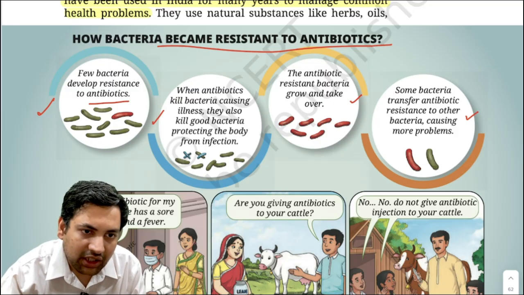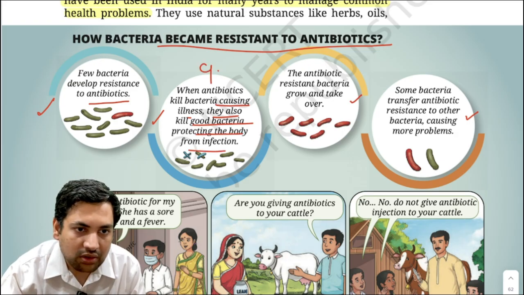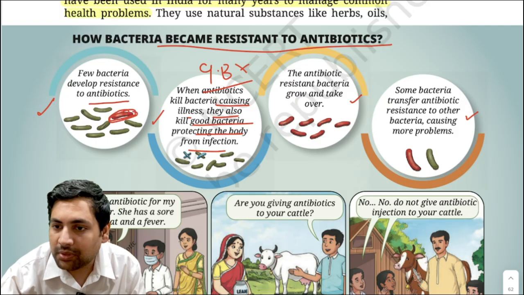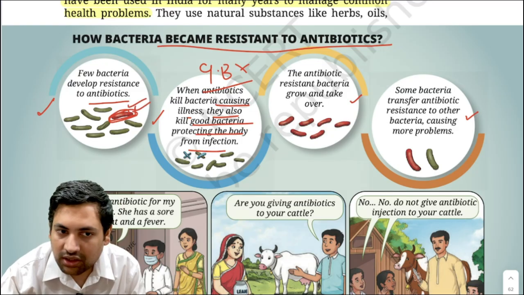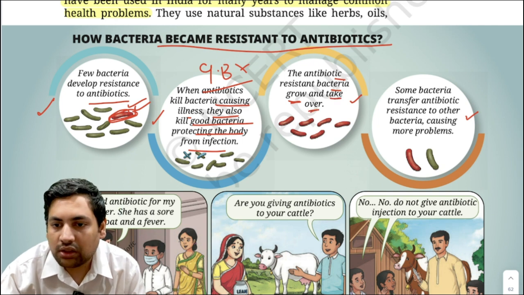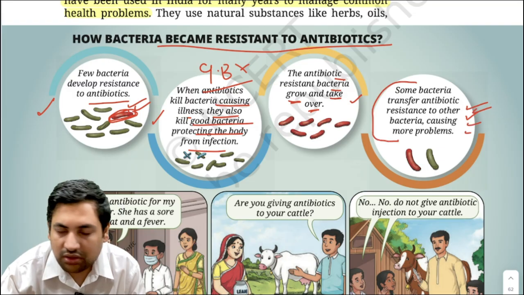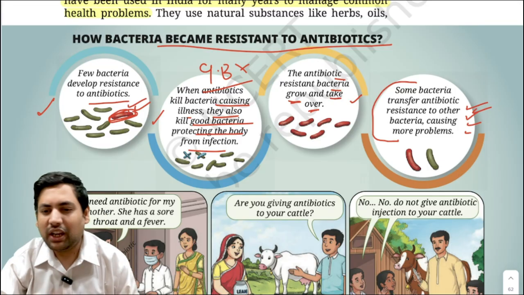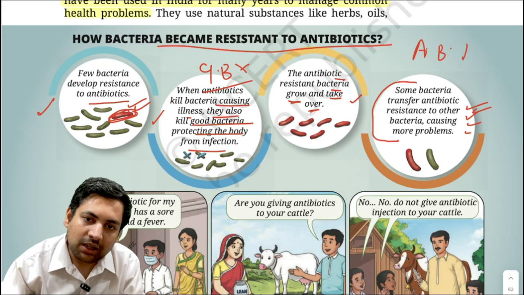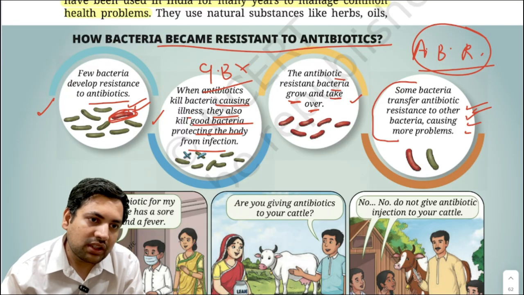When antibiotics kill bacteria causing illness, they also kill good bacteria that are protecting the body from infection. So good bacteria are also gone, and there are some bacteria that are becoming resistant to antibiotics. Now what will happen? Over time, who will survive? The resistant ones. Good bacteria are dying, so the antibiotic resistant bacteria will grow more and eventually start taking over. Correct. Then the same bacteria will transfer antibiotic resistance to other bacteria, also causing more problems. So eventually, it is basically an example of natural selection. Ultimately, most of the bacteria will be antibiotic resistant, and then your antibiotic stops working. Correct. So this is how they work.